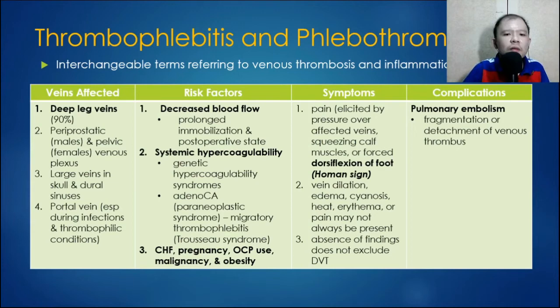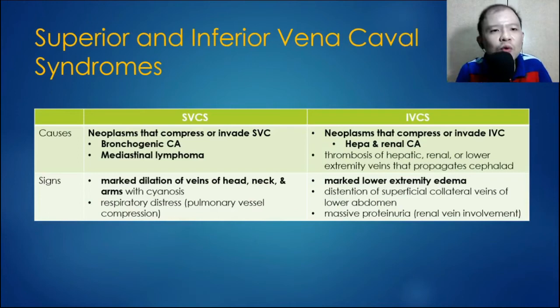And other pro-inflammatory conditions, I'm referring to obesity. Next, you have symptoms: pain in dorsiflexion of the foot. That's what we call a common sign, pain upon squeezing the calf muscles. And what are the complications? Pulmonary embolism. Next, we go to superior and inferior vena cava syndromes.